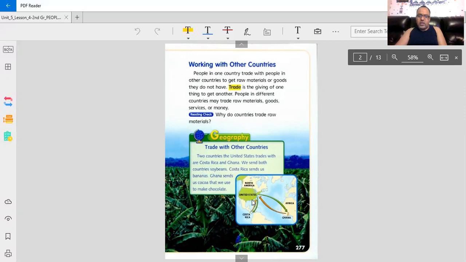We trade. When you trade one thing with another, it's one good for another good. Costa Rica gives us bananas. Ghana gives us cocoa. So we give Ghana and Costa Rica soybeans. Ghana is down in Africa. Costa Rica is in South America.